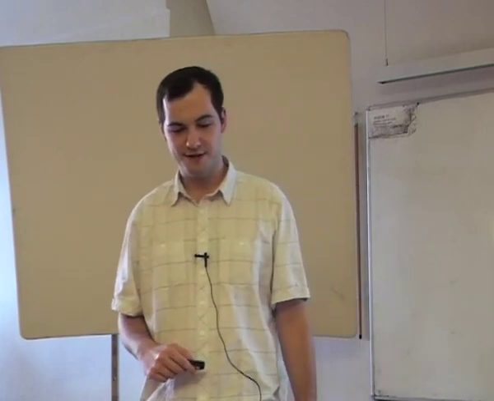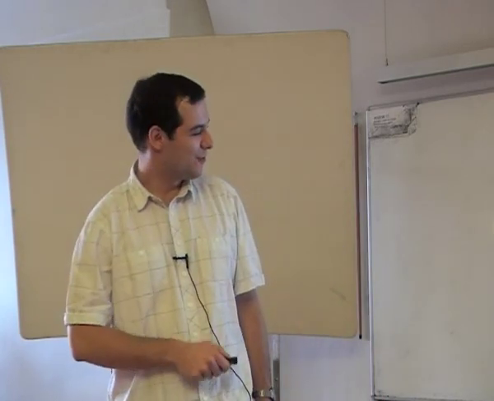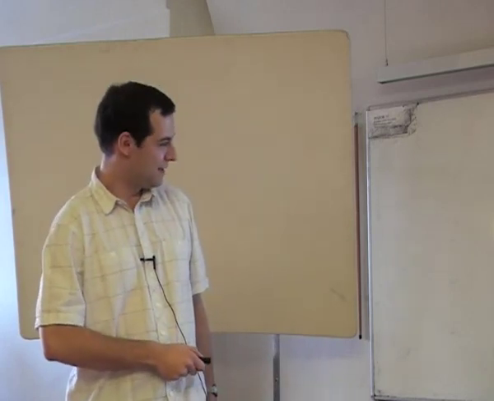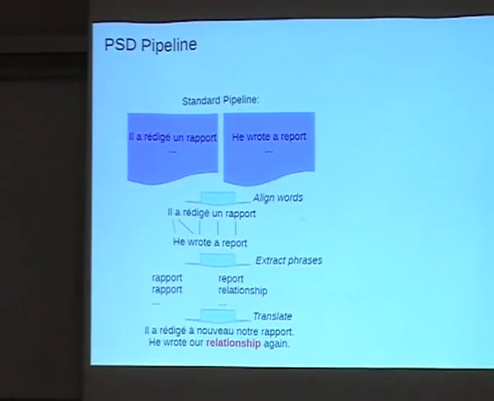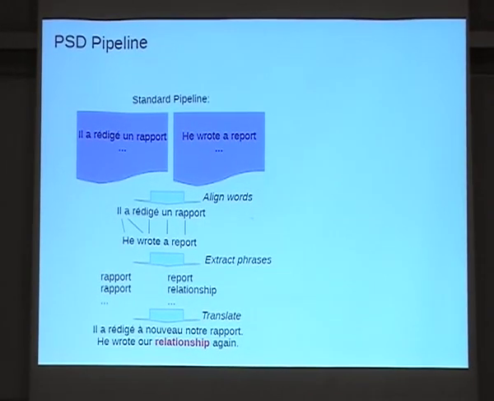So the normal phrase-based pipeline works like this. We have all this parallel data. We do word alignment, extract the phrases, and then we translate the input, but we of course get an error. This is a motivating example: you can translate rapport from French into English as report or relationship. Now, in this sentence, notre rapport means our report, but we translate it as our relationship because presumably our relationship is more frequent in the data than our report.